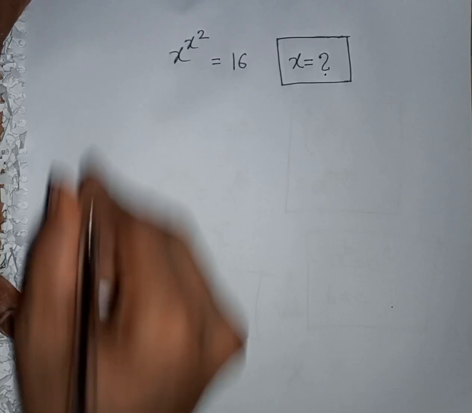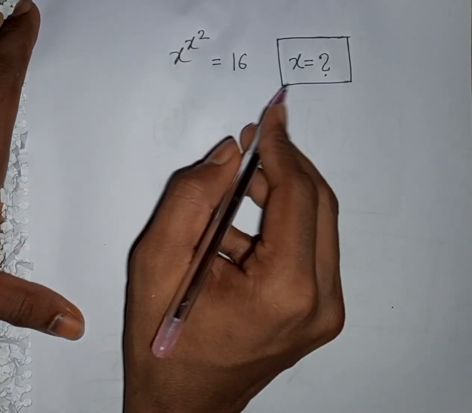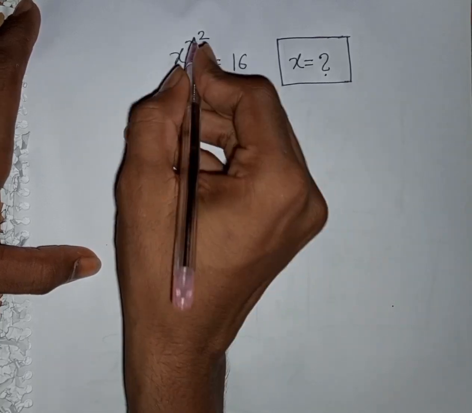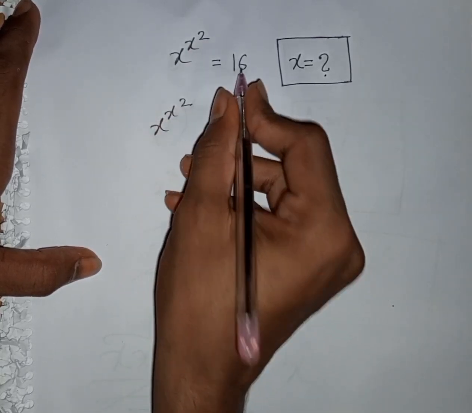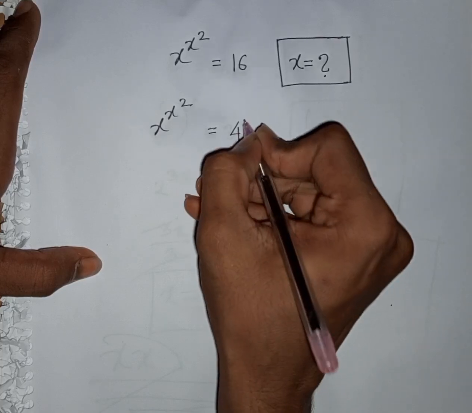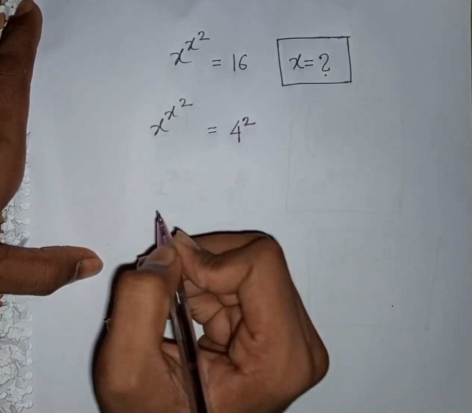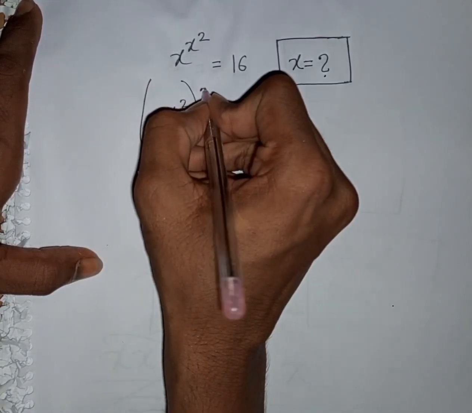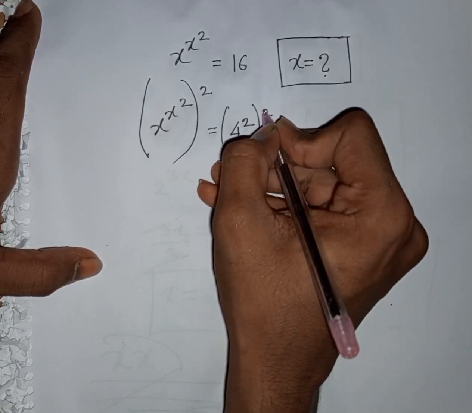How to solve x power 2 is equal to 16. Find the value of x. So we have x power 2 is equal to 16, which can be written as 4 square. Now we raise to the power of 2 on both sides.